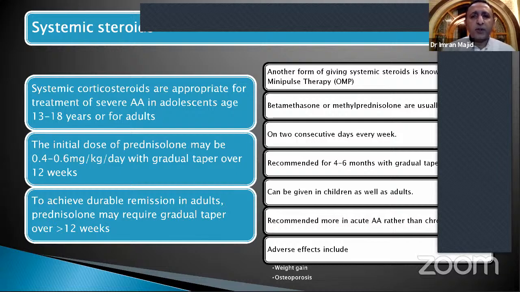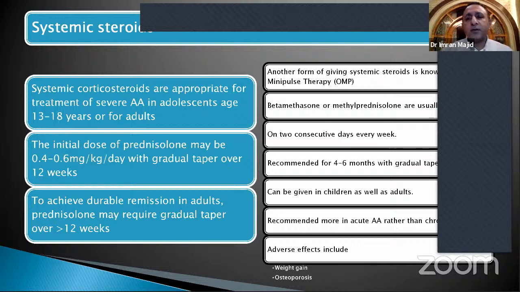Systemic steroids in alopecia areata are appropriate for treatment of severe alopecia areata in adolescents 13 to 18 years or for adults. So they are not recommended in children. The initial dose of prednisolone may be 0.4 to 0.6 milligrams per kg per day, with gradual taper over 12 weeks. And to achieve durable remission in adults, you can use prednisolone for more than 12 weeks as well.